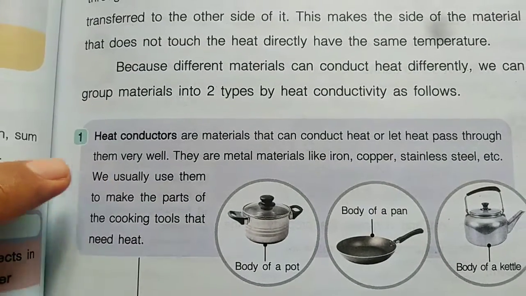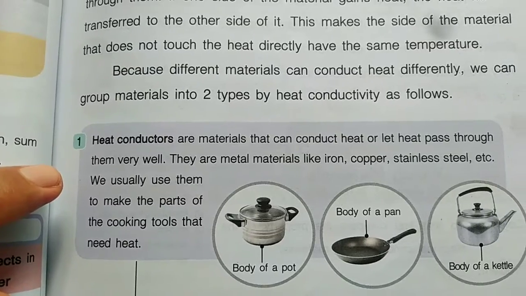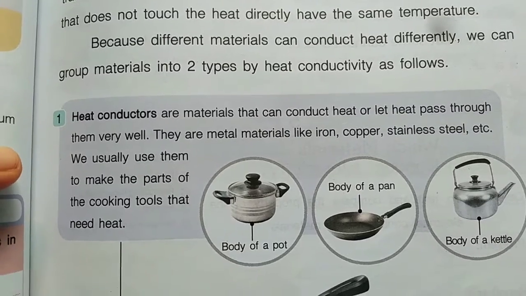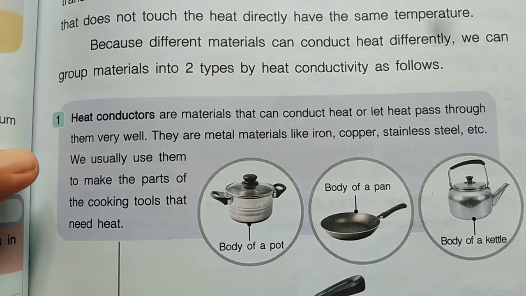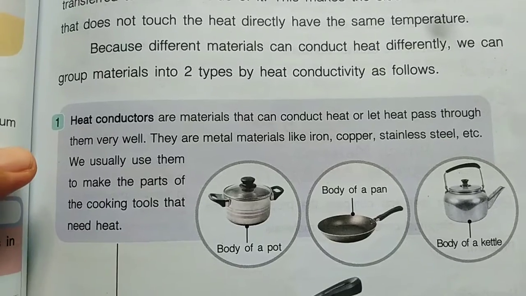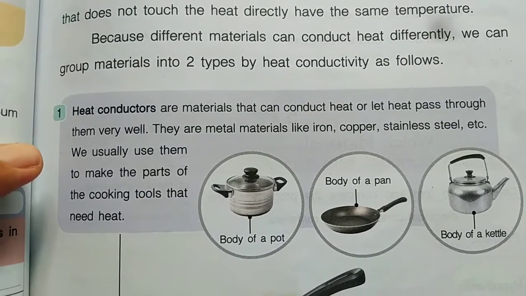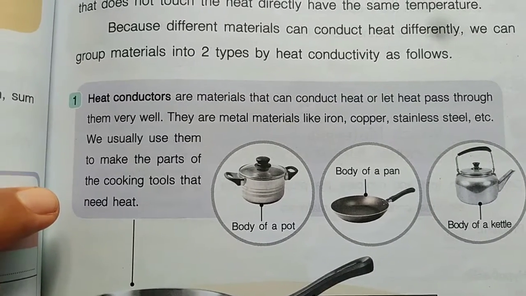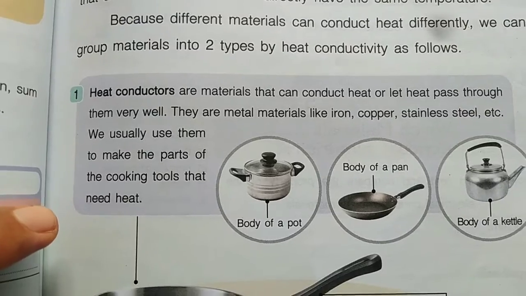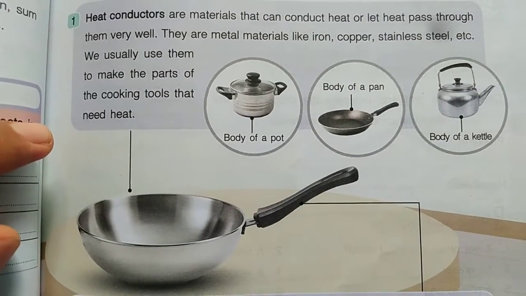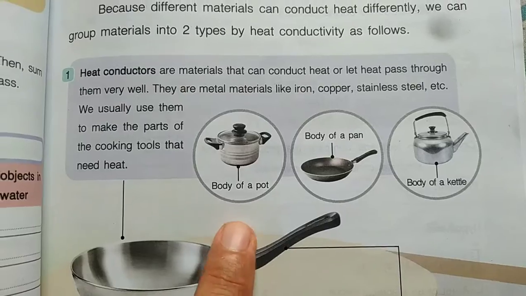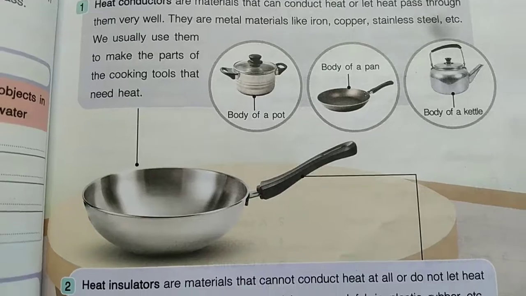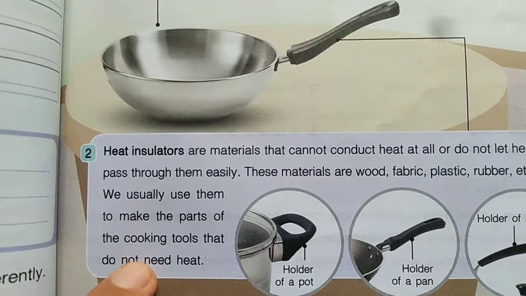Number 1, heat conductors are materials that can conduct heat or let heat pass through them very well. They are metal materials like iron, copper, stainless steel, etc. We usually use them to make the parts of the cooking tools that need heat. Look at these cooking tools. Alright? You have the body of a pot, body of a pan, and body of a kettle. They're made of metals.